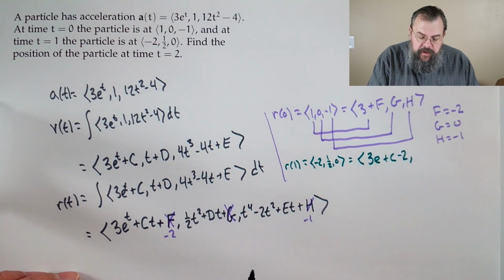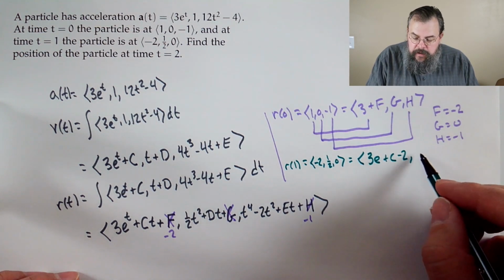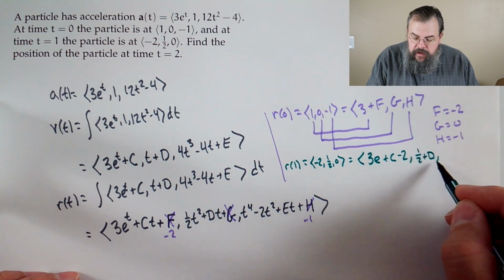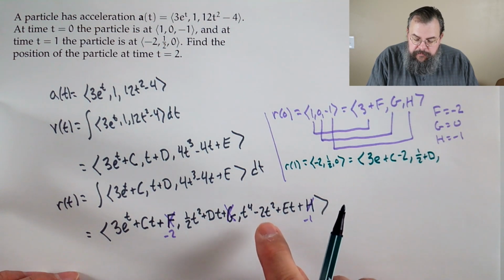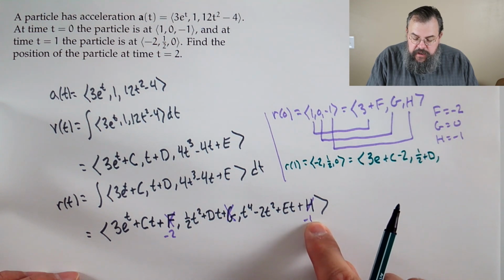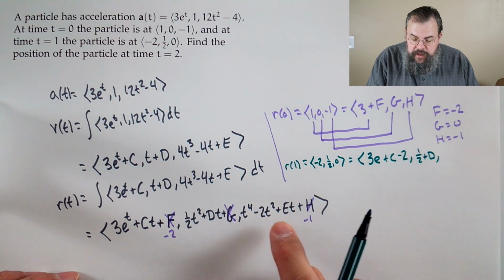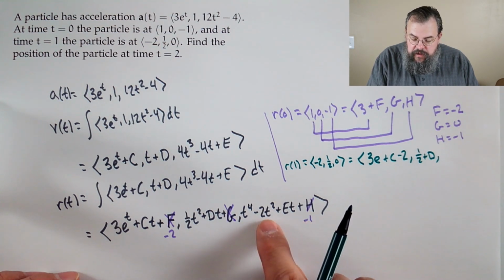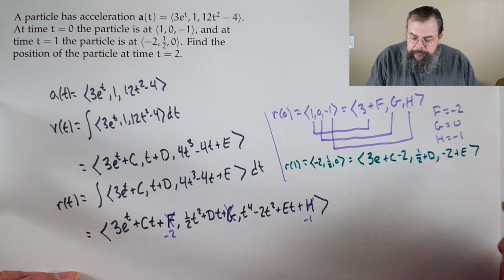Oh, there's a lot there. Then we're going to get 1/2 plus d. All right. And then we're going to get 1 minus 2. And then there's going to be another minus 1. And then there's a plus e. So when we put it all together, there's a 1 minus 1 cancel. And so we're left with minus 2 plus e.